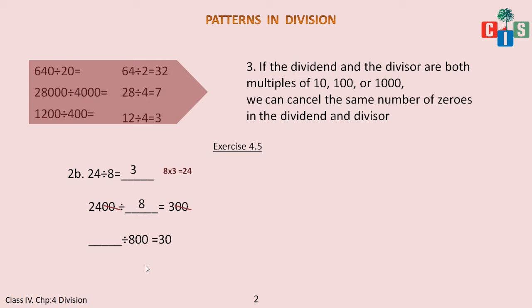Because the formula for the dividend I have already given you. You remember one equation I taught you in the first video? That is, the dividend you can find out by multiplying the quotient and the divisor. So my quotient is 30 and the divisor is 800. So I'll multiply it. Fine. And I'll get the answer 24,000. Are you getting, students?